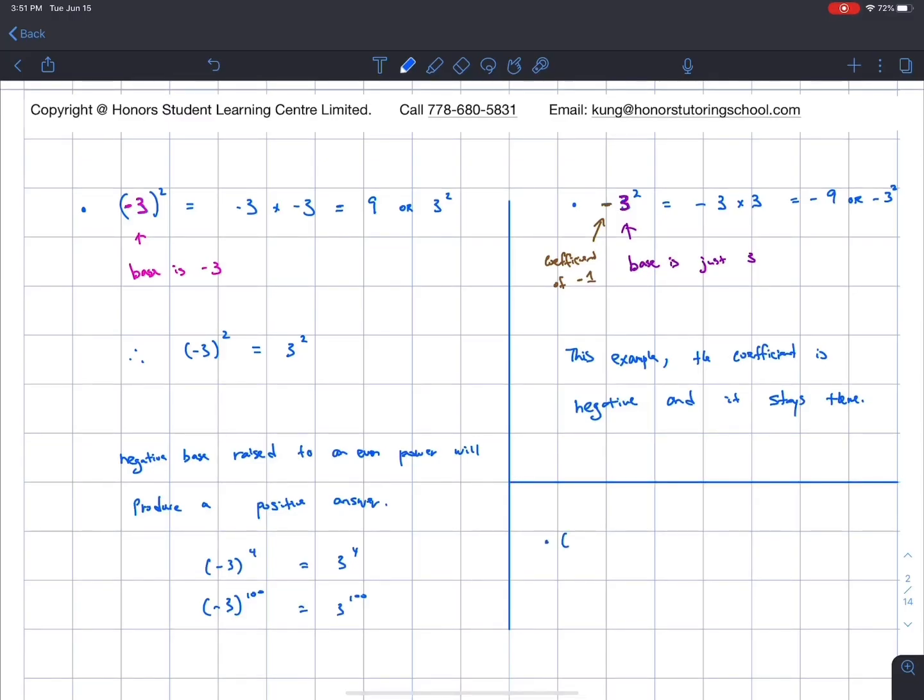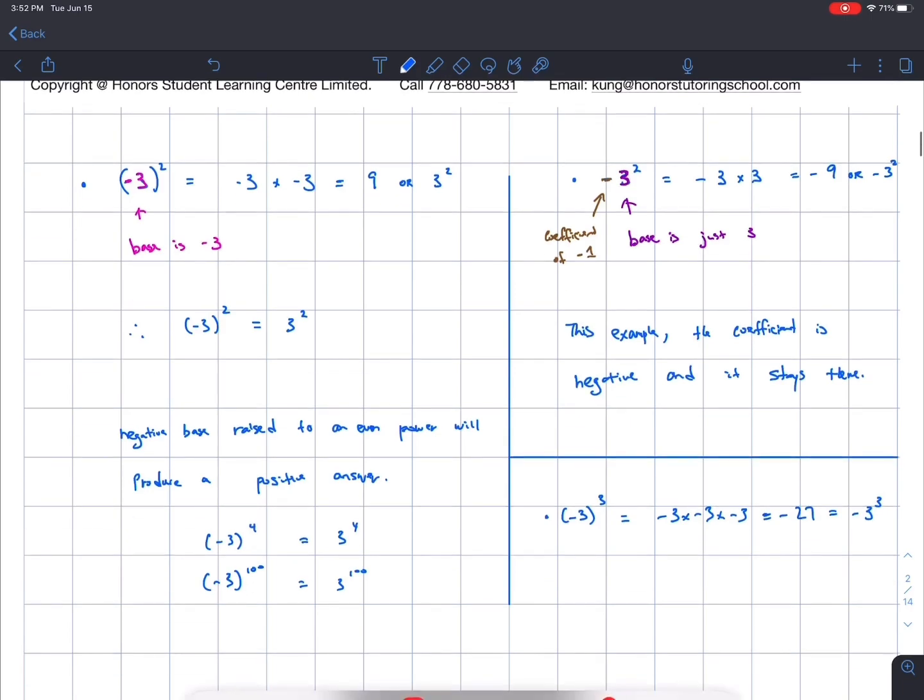Another one that I want you to consider is, what if you have (-3) raised to the power 3? Well, this will be -3 times -3 times -3. So with the bracket, the base will be -3. We just multiply 3 times. And we will still have negative, right? When you have 3 negatives multiplied together, your answer will still be negative. So a negative base raised to an odd power will produce a negative answer.